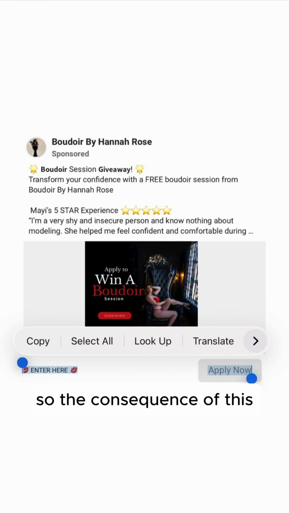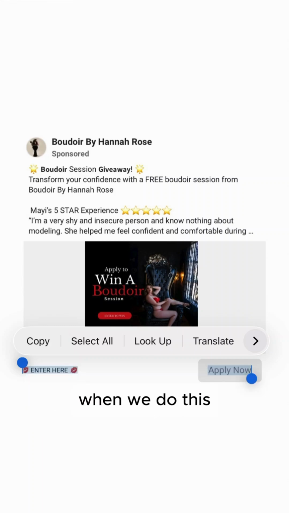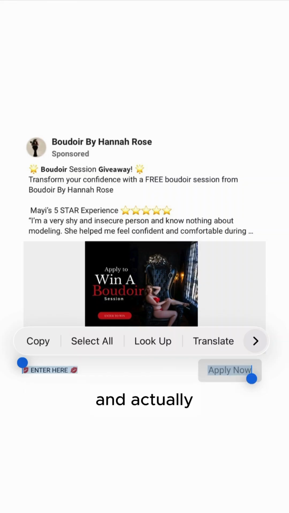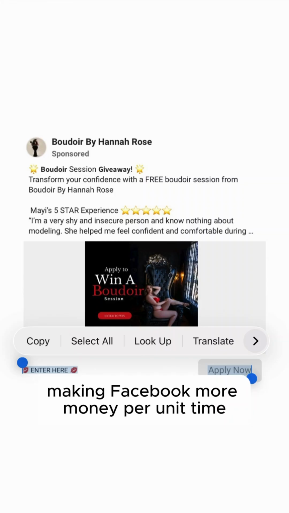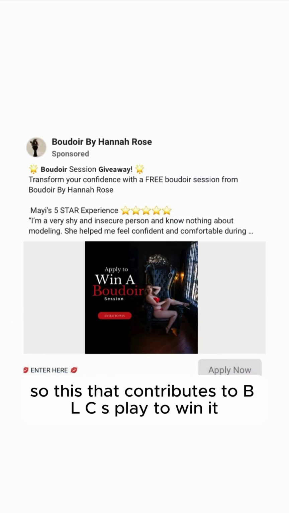So the consequence of this, we're going to have way more women scrolling by our boudoir Facebook ads when we do this, which pulls our unique CTR under 6% and actually allows Facebook to serve more ads per unit time, making Facebook more money per unit time. So that contributes to BLCS.